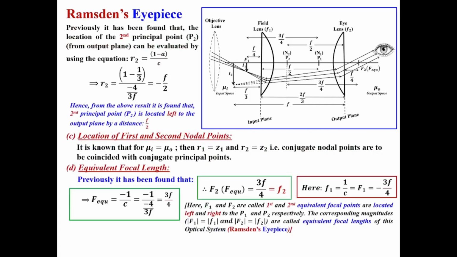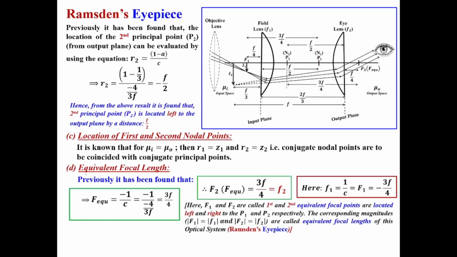Location of the first and second nodal points is nothing but, for μI equal to μO, R1 equal to Z1, R2 equal to Z2. That means conjugate nodal points coincide with conjugate principal points. So these P2 P1 conjugate principal points and N2 N1 conjugate nodal points are both located at the same position. Okay, that means both coincide with each other.